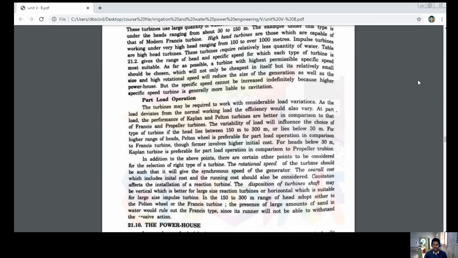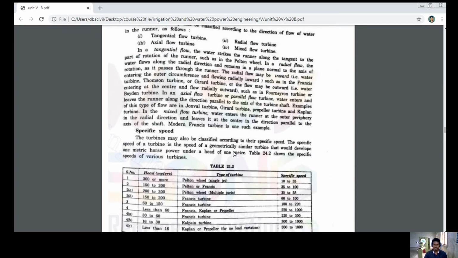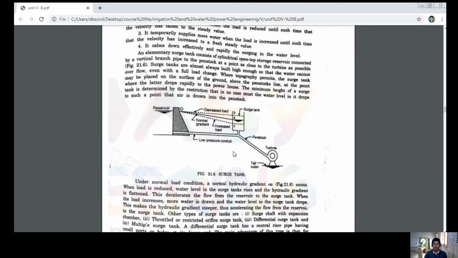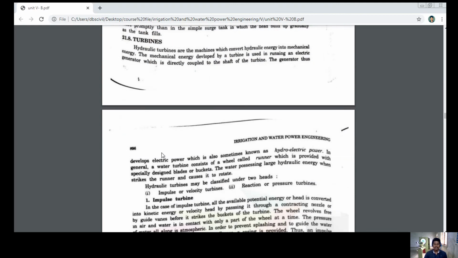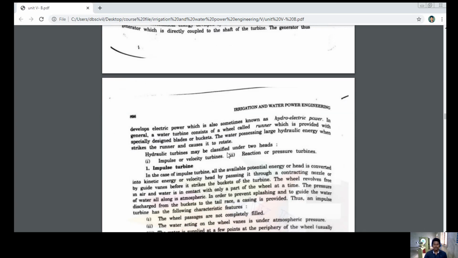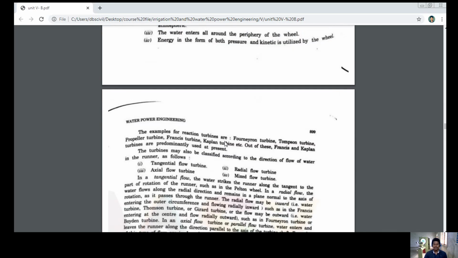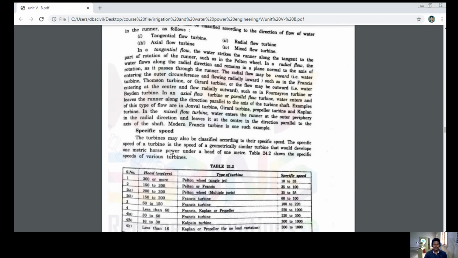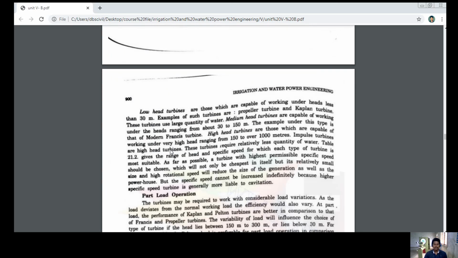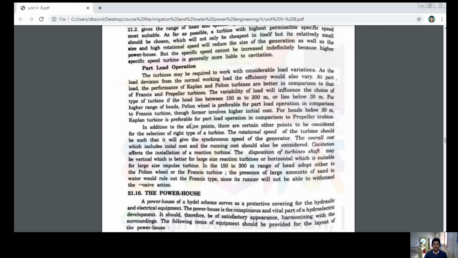So, I hope you all understand what is meant by a turbine and their differentiations. In this topic, we have seen what a turbine is, what the different types of turbine are with respect to heads, and the classification of turbines with respect to flow. We have seen low head turbine, medium head turbine, and high head turbine.